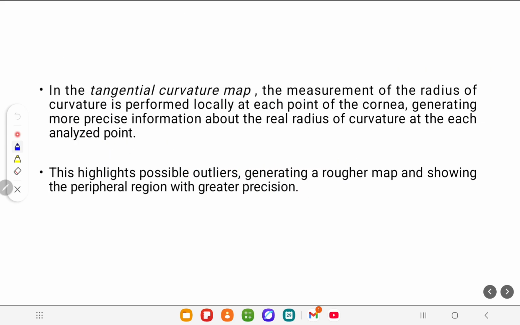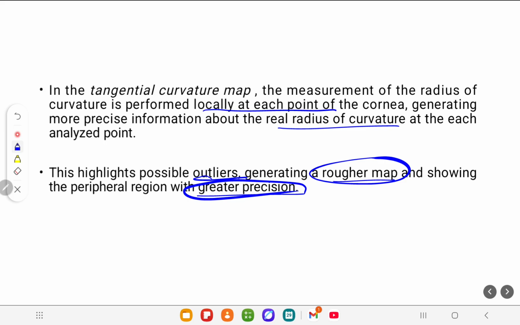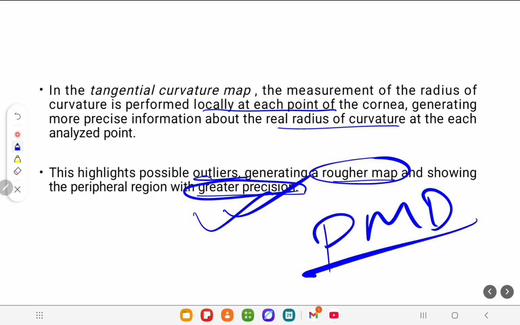So in the tangential curvature map, the measurement of the radius of curvature is performed locally at each point, generating more precise information about the radius of curvature at each analyzed point. It's very important. It highlights possible outliers, generating a rougher map, definitely, and showing the peripheral region with great precision. Rougher, which is noisy, is one of the disadvantages, but the peripheral region with great precision, that matters. Whenever you are going to diagnose pellucid marginal degeneration, my goodness, it is very important.